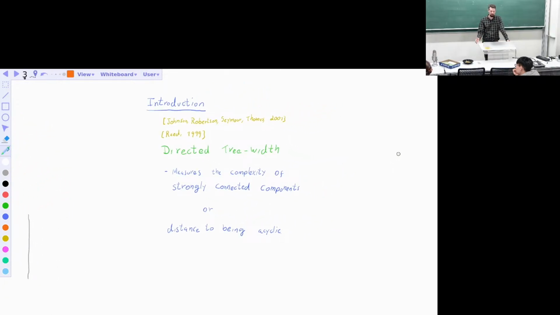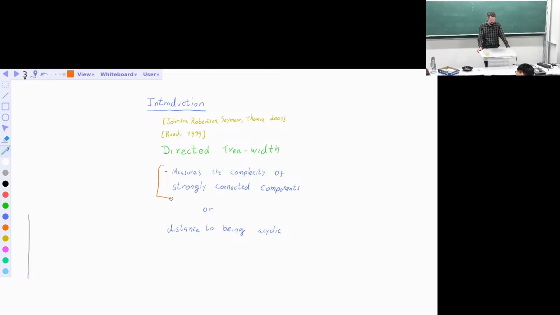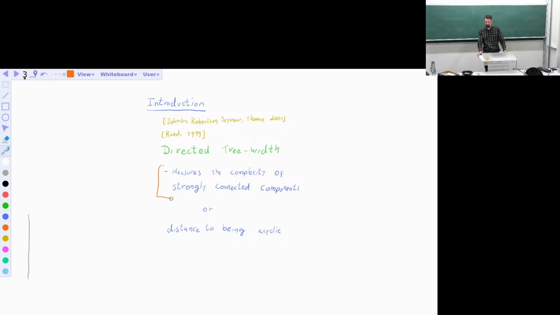This is the concept of the parameter of directed tree width. So we're talking about directed graphs. I'm not going to give you the formal definition, but the rough idea of directed tree width. It captures how complex the strongly connected components of the digraph are, or in a sense the distance to being acyclic. If the digraph is acyclic, the tree width is 0, and the more complicated the strongly connected components are, the larger this parameter is going to be.